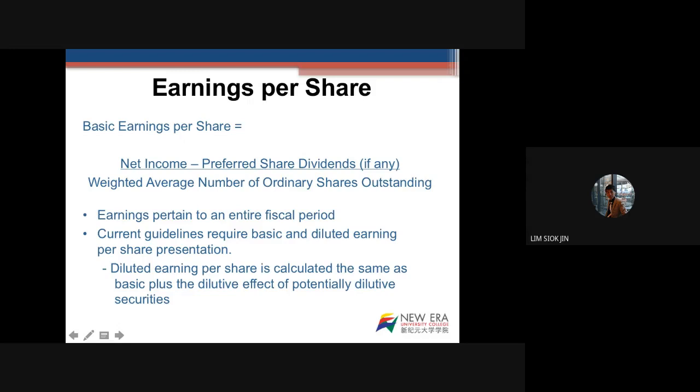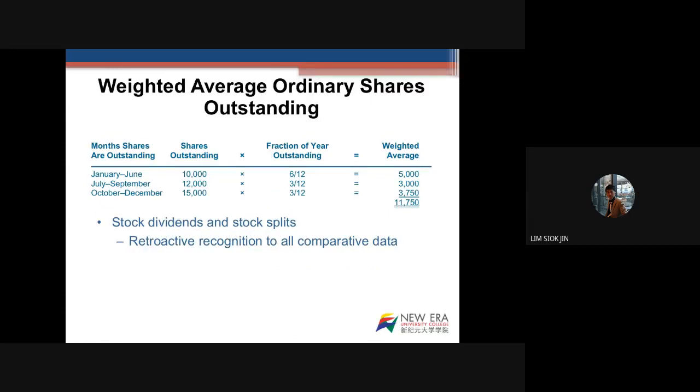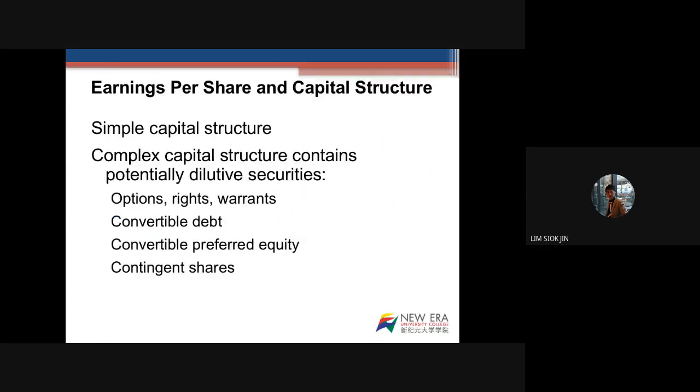And this weighted average ordinary share, you put it underneath at the bottom. And then the next info you need is the net income. So you just take net income divided by the weighted average ordinary shares. So earnings per share is very simple if the capital structure is simple.